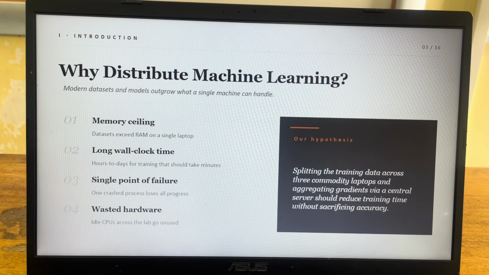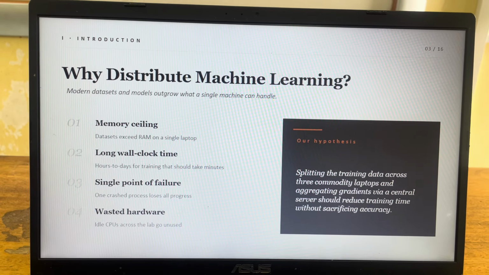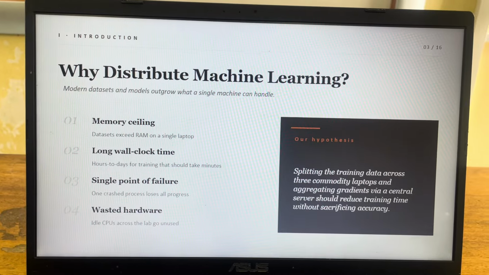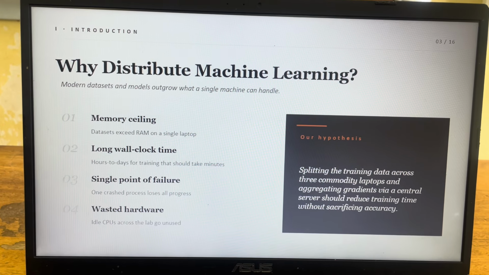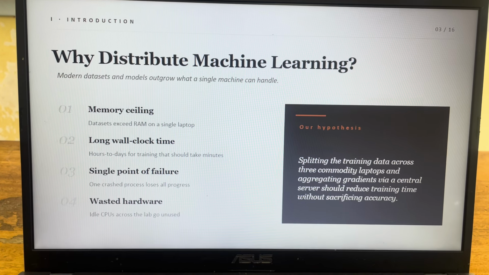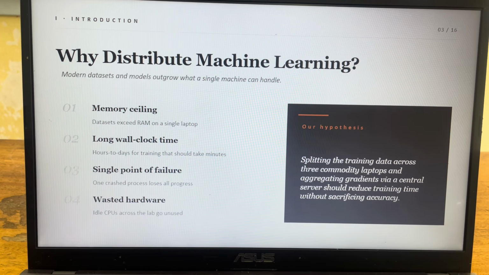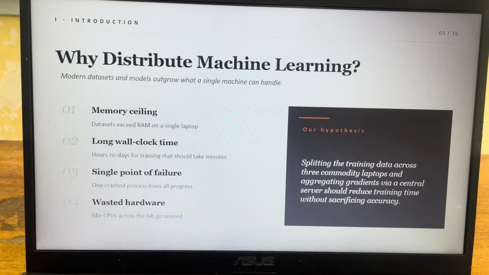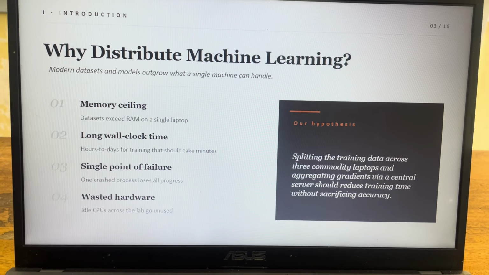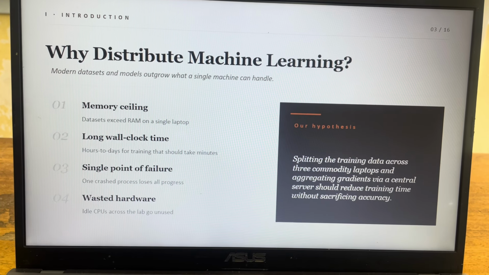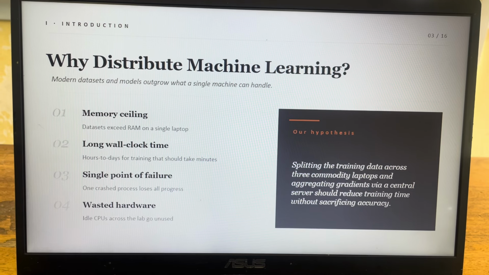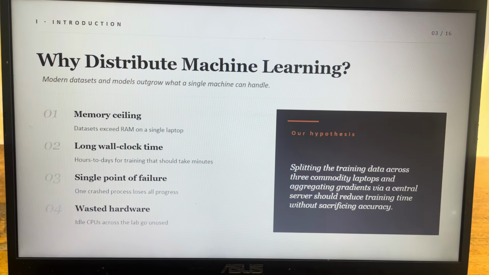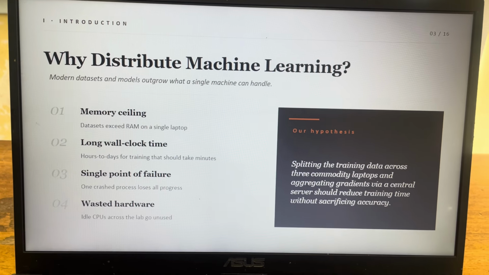So modern data sets and models outgrow what a single machine can handle. There are certain challenges that we come across, and we listed four: memory ceiling, data sets exceed RAM on a single laptop; long wall clock time, hours to wait for training what should take minutes; then we have the single point of failure, where one crashed process loses all progress; then wasted hardware, where idle CPUs across the lab go unused.